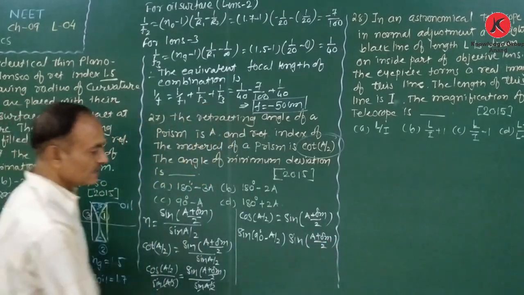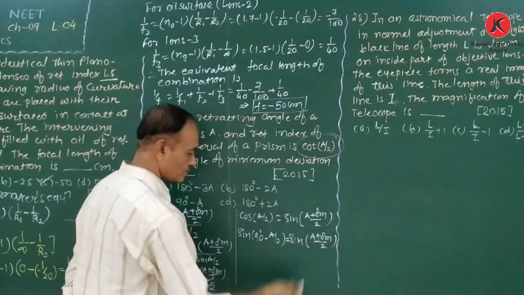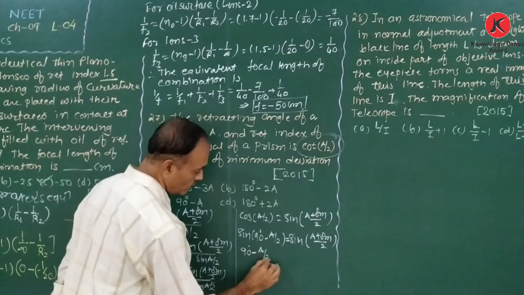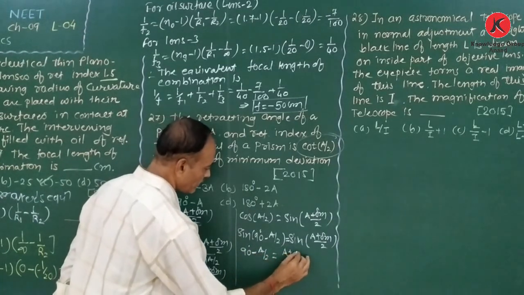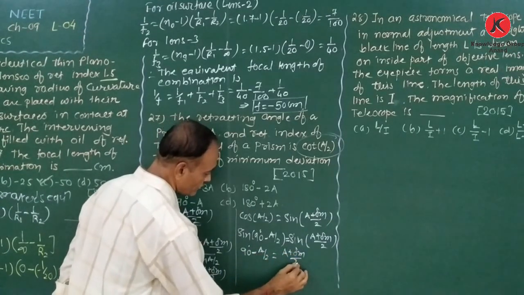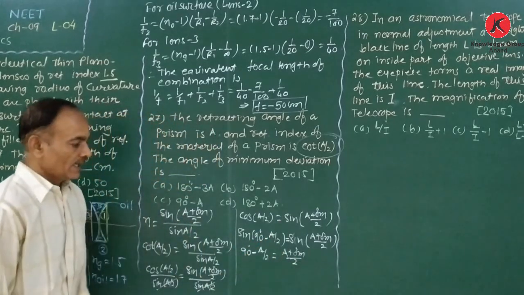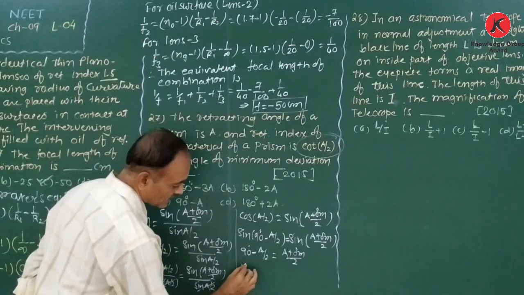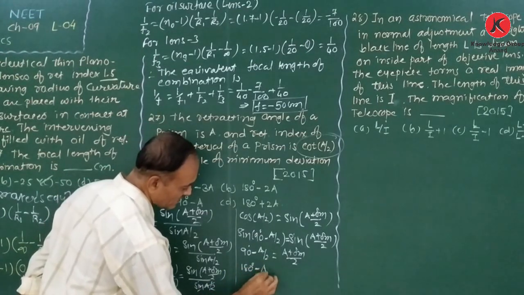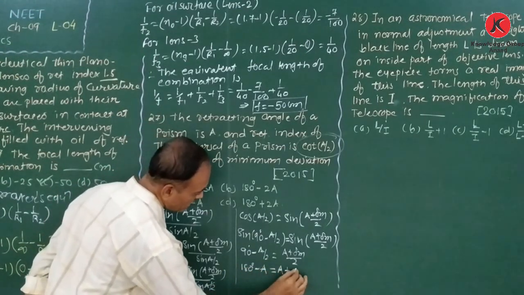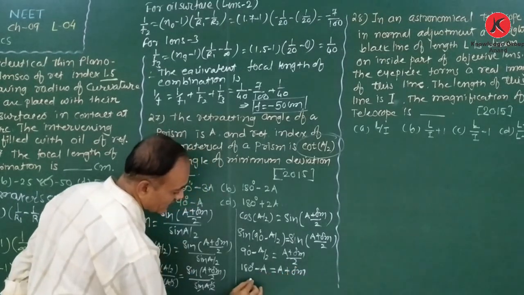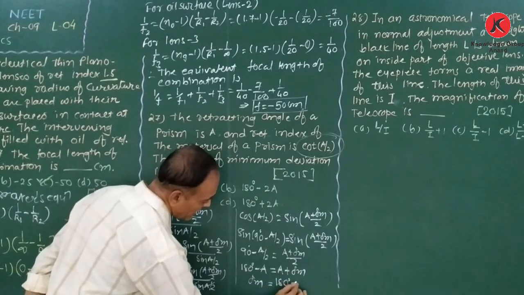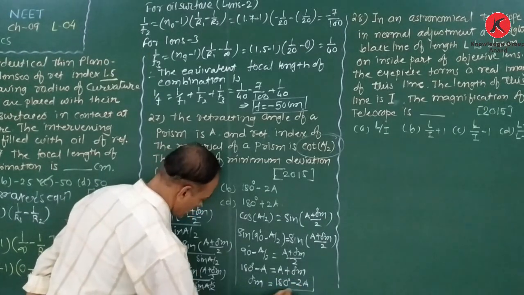Sine cancels. Therefore, 90 - A/2 = (A + δm)/2. On the left-hand side, we take the LCM 2. These two cancel. Therefore, 180 - A = A + δm. We require δm, the minimum deviation, which is equal to 180 - 2A. That is our answer.